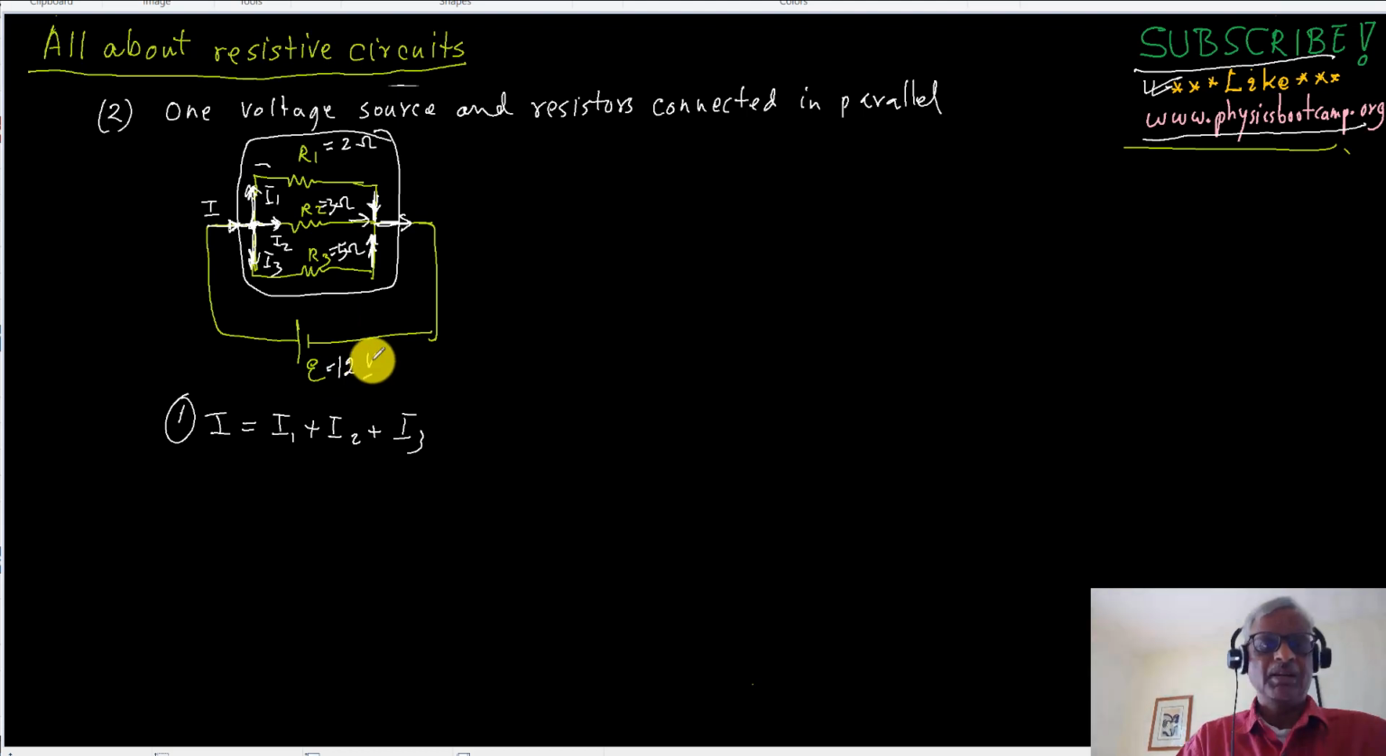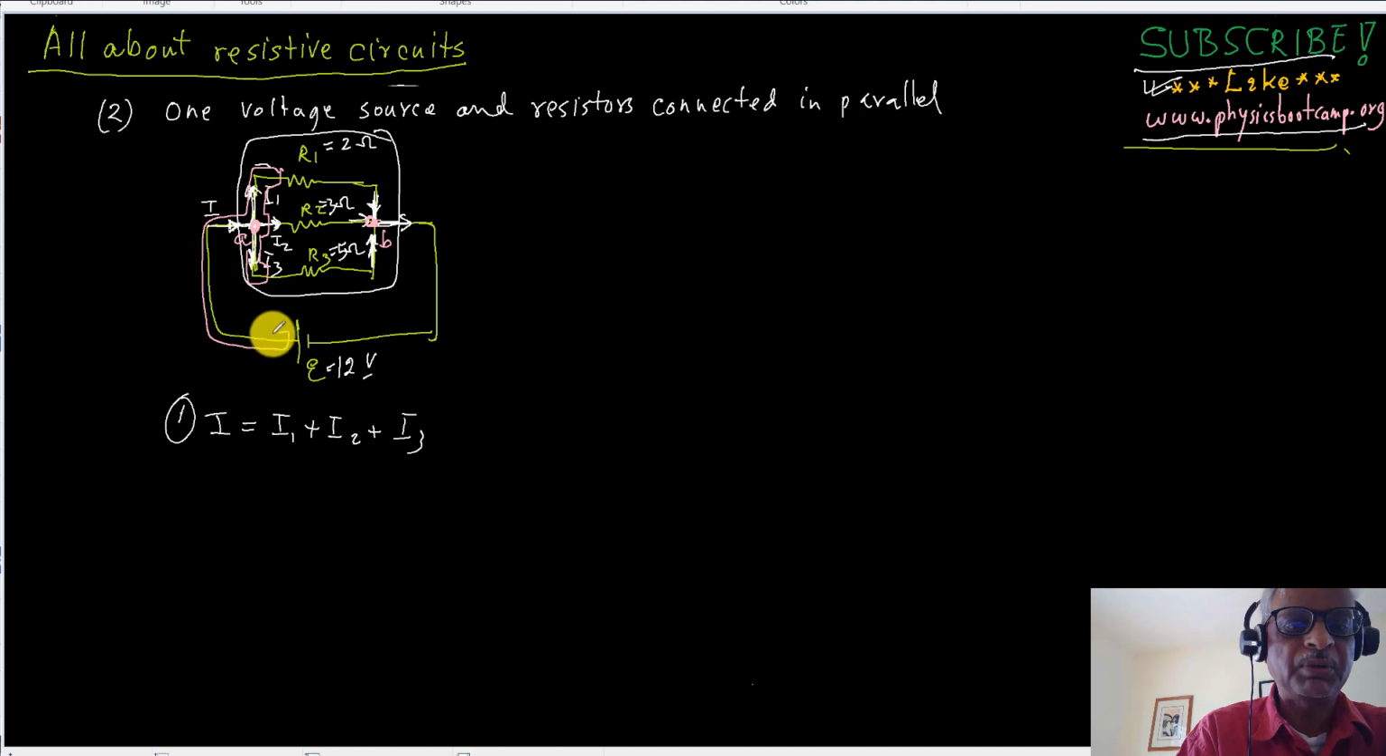Okay, now let's look at how many voltage points there are. In this circuit, if you call this point A and call this point B, then all of these points are at one potential.